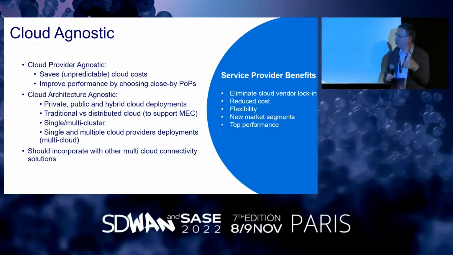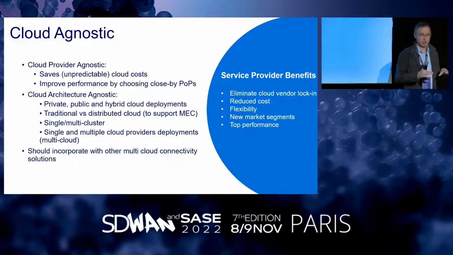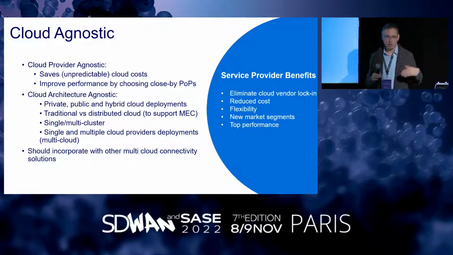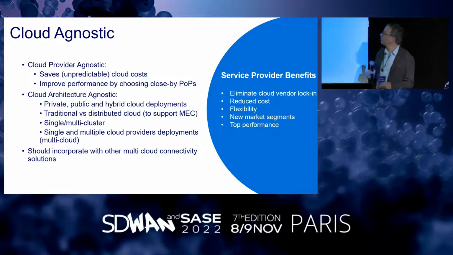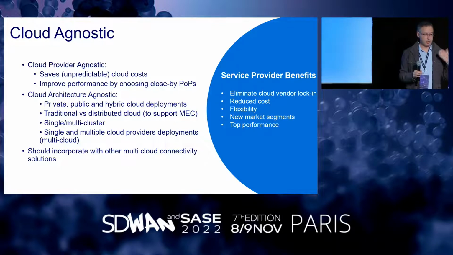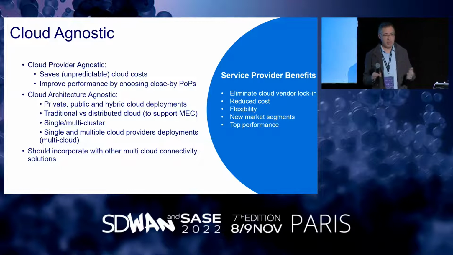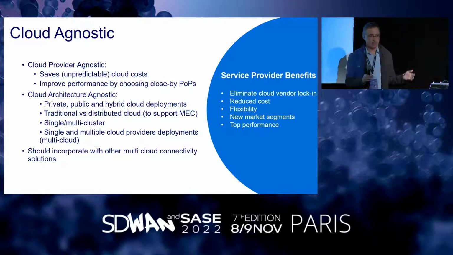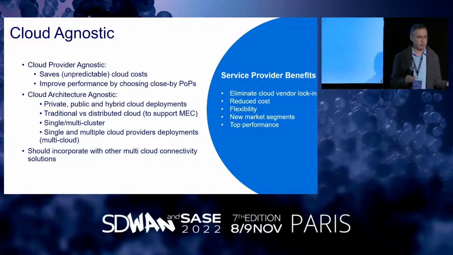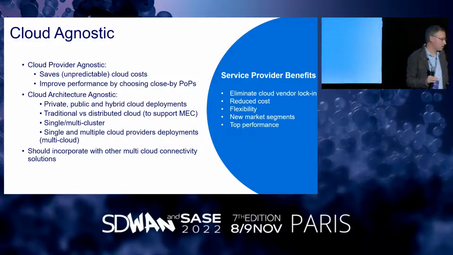We are integrating with other multi-cloud connectivity solutions. Because we are a multi-cloud solution, sometimes we do it by ourselves, and sometimes we collaborate with other solutions that are out there. So this eliminates cloud vendor lock-in and reduces cost, with more flexibility. We provide access to new market segments, like, as I mentioned, IoT and 5G, and we get top performance because we can choose the right cloud for you.